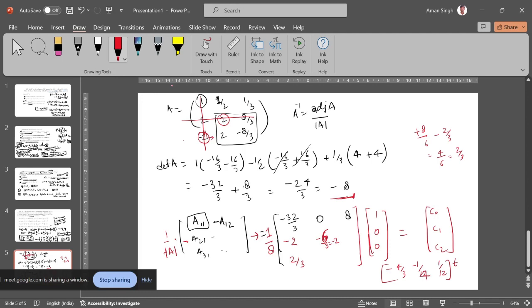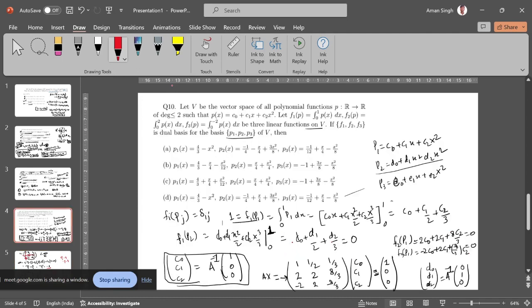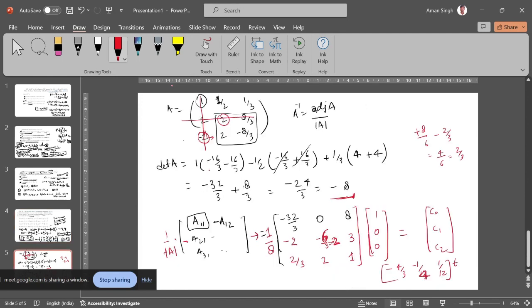Sir, minus 2, minus 2, 3. Second row, minus 2, minus 2, 3. Can you calculate it? Minus 2, minus 2, 3. Yes, sir. Third row, 2 by 3, 2, 1. Okay. So now we can calculate which option is correct. We can look at it. The sign, you must change the plus minus. Oh, you didn't write it with sign. Okay, sign.